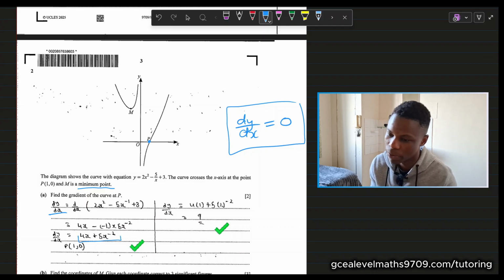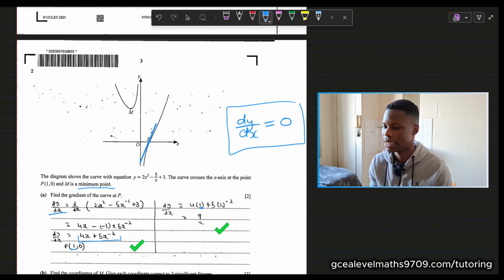Then the next step, of course, since we are looking for the gradient at P, we're essentially just looking for the gradient of the tangent to the curve at the point P. So we know that at P, x is 1, so substitute x with 1 in your dy dx, and you get the gradient of the curve at P.